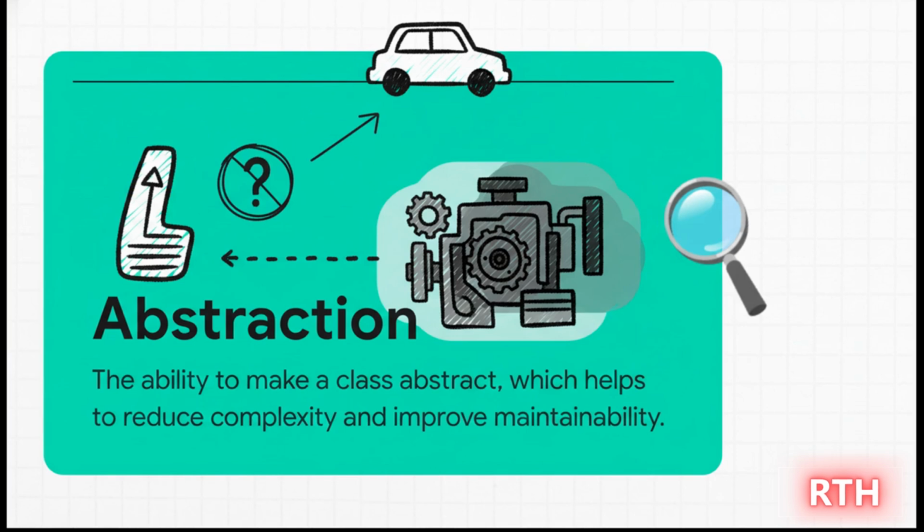Next, we have abstraction. This is all about hiding complexity and only showing what's necessary. A perfect real-world example is the accelerator pedal in your car. You just press it and the car goes faster. You don't need to know anything about the engine, the fuel injection, or any of that complex stuff under the hood. Abstraction in code does the same thing. It lets us use powerful tools without needing to understand every single detail of how they work.